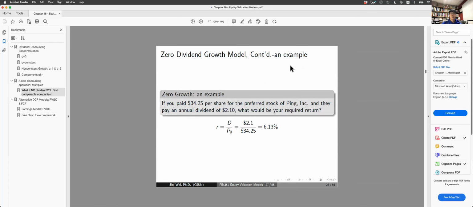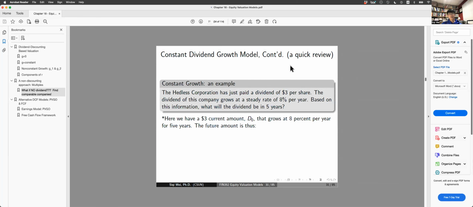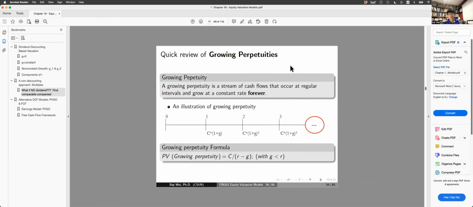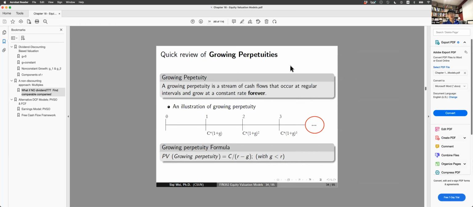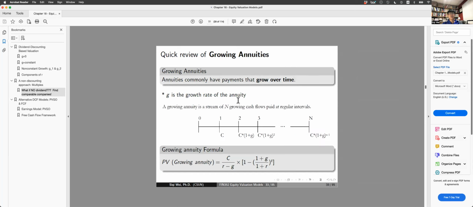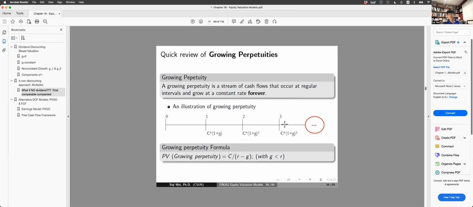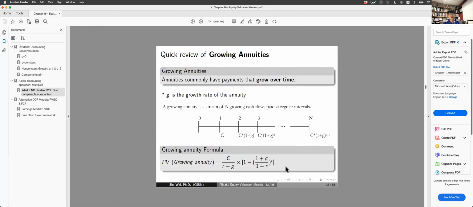Okay. What else? The other thing I want to show you is, I believe you guys learned this before. This is called growing annuity and growing perpetuity. This is the perpetuity form I just showed you on the last slide, and this is the growing annuity. The difference is it's finite. The horizon is determined, whereas for the growing perpetuity, it lasts forever. So this is the formula for growing annuity.